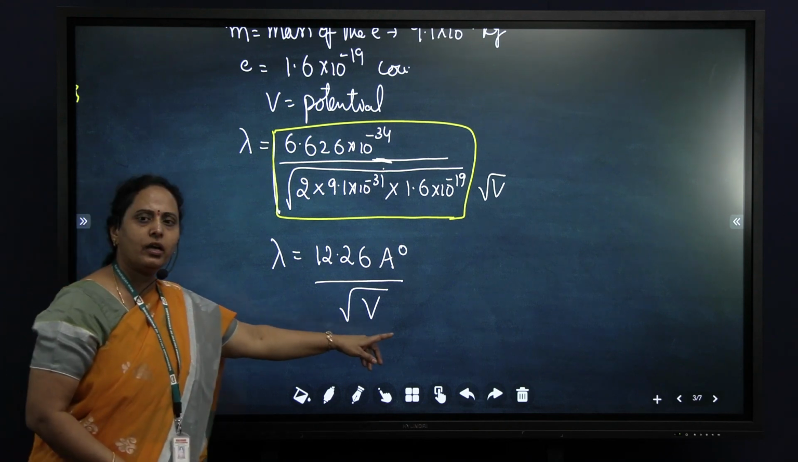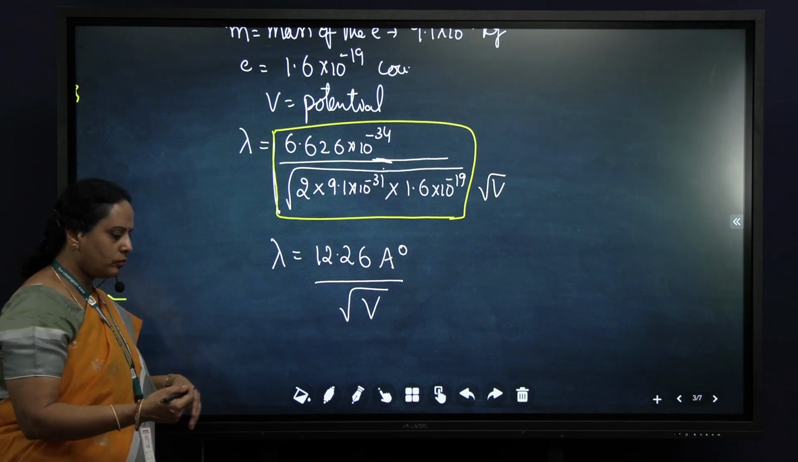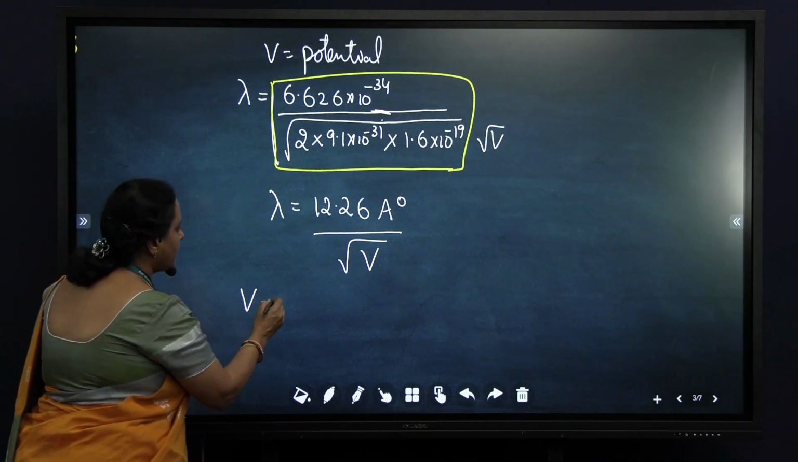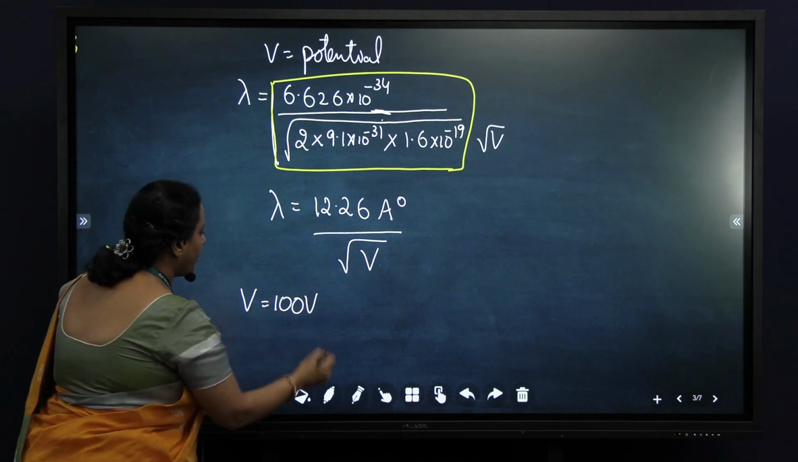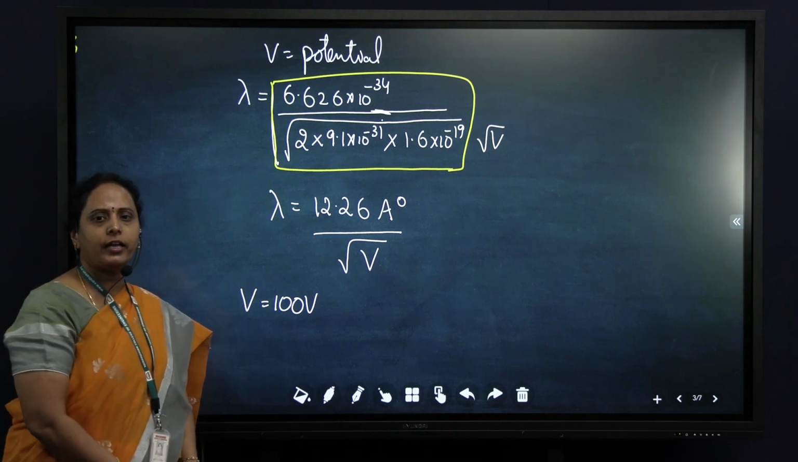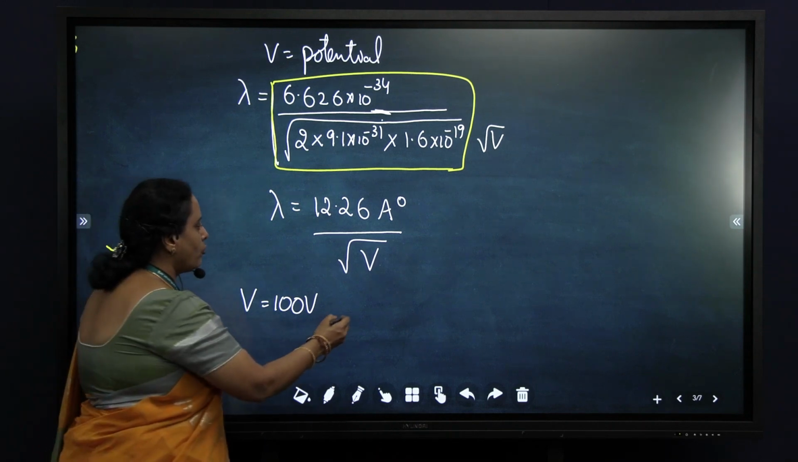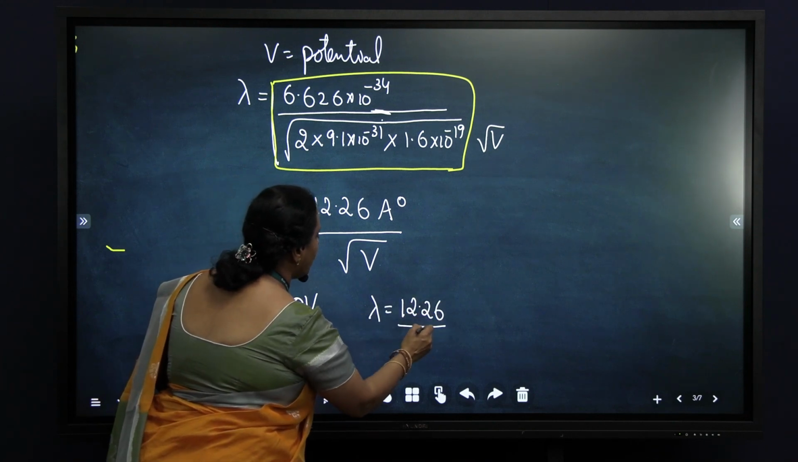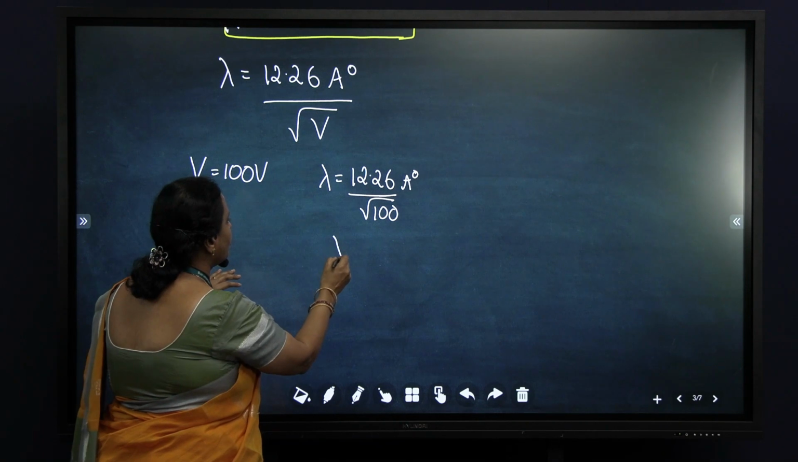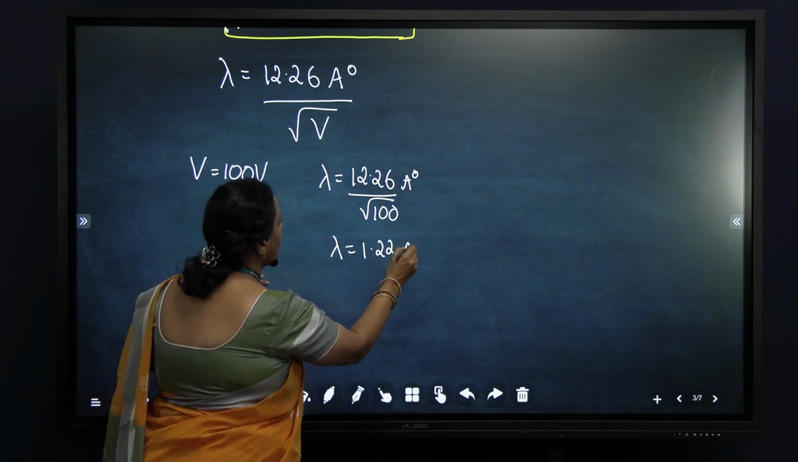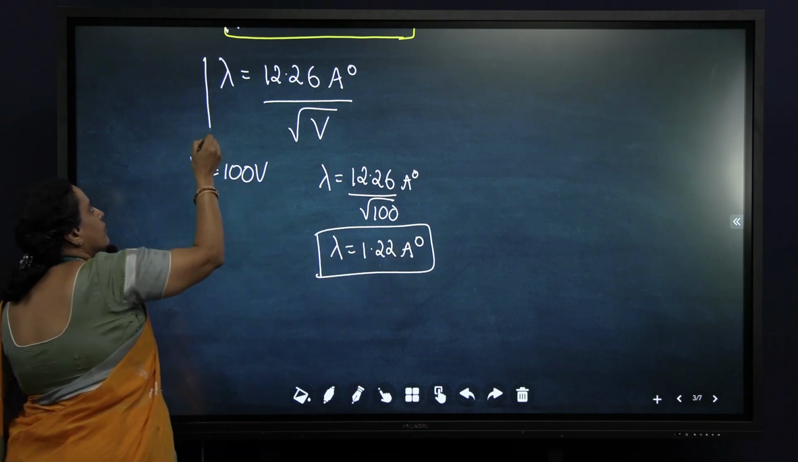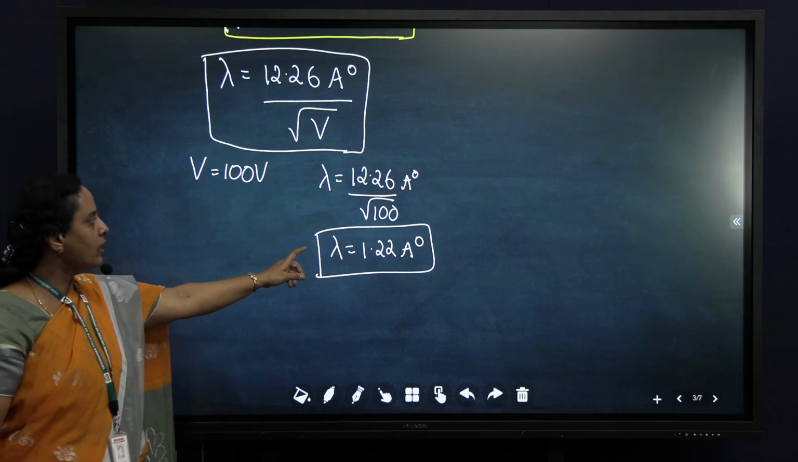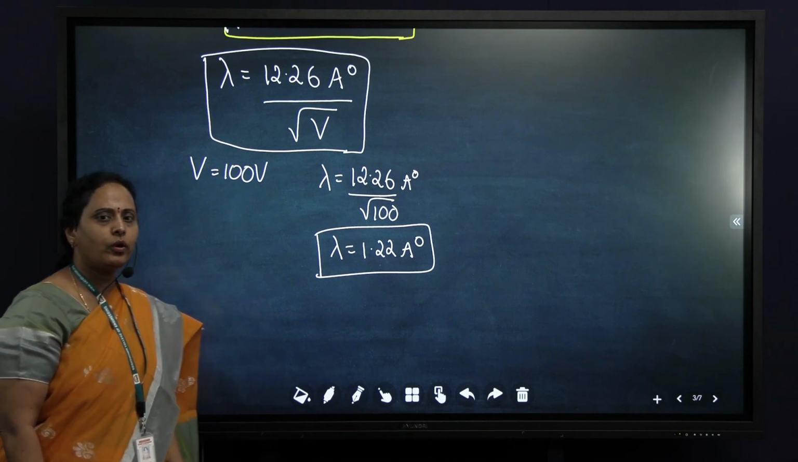But what is V here? V is the potential. Now I am going to accelerate these electrons with a high potential. So that is the reason I am going to take V as 100 volts. If I take V as 100 volts, then what happens to lambda? Lambda equals 12.26 by 100, so it comes out to be 1.22 angstroms. So this is also one of the famous expressions. After substituting V as 100, lambda comes out to be 1.22 angstroms.